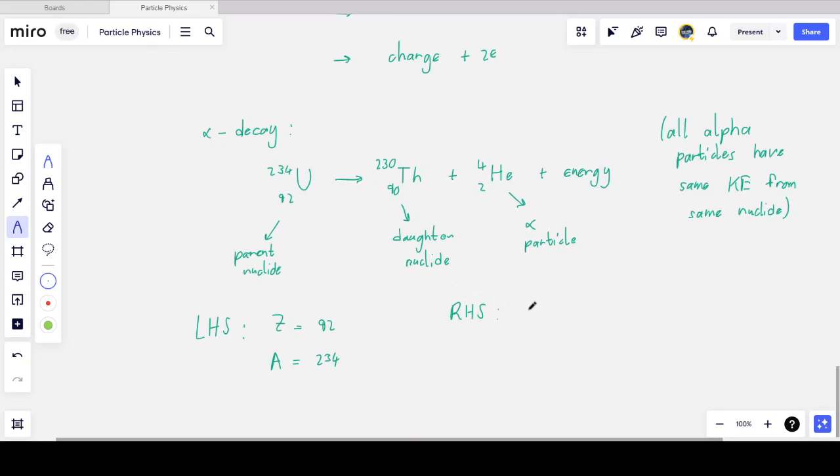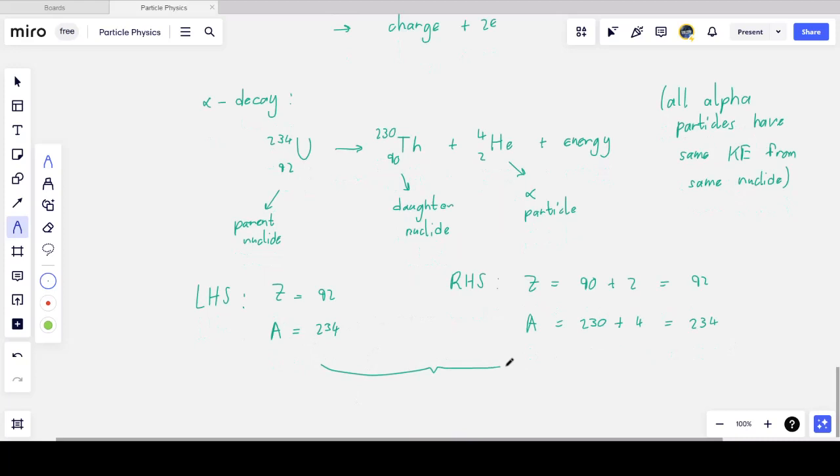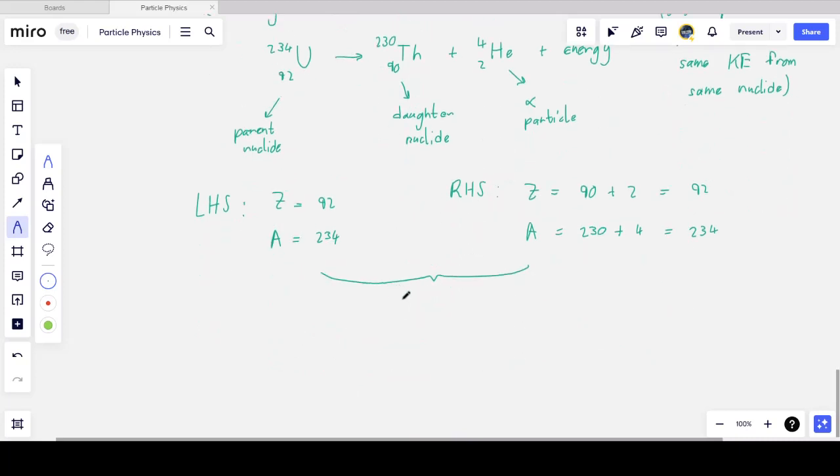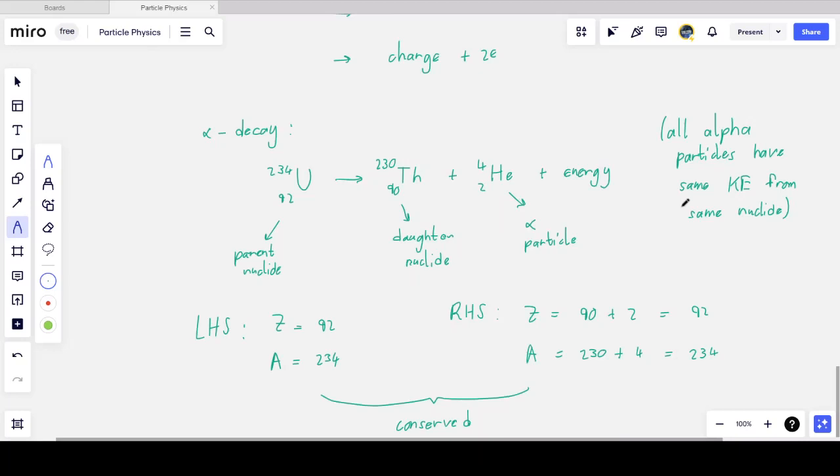On the right-hand side, we have the atomic number Z equal to 90 for the thorium, plus 2 for the alpha particle, which is 92. And the mass number A, 230 for thorium, plus 4 for the alpha particle, which is 234. So we can see that the atomic numbers and mass numbers are all conserved. So this reaction can actually happen.